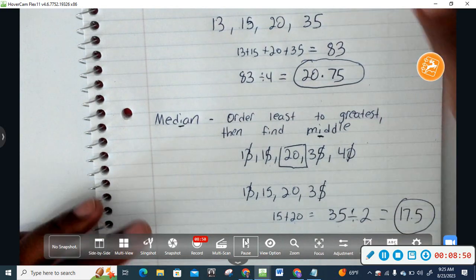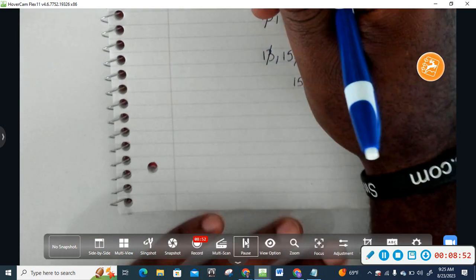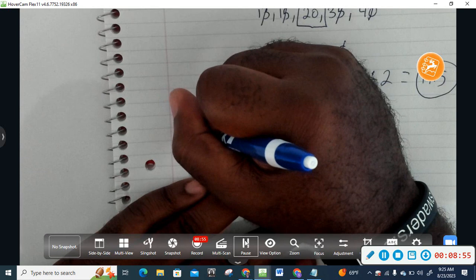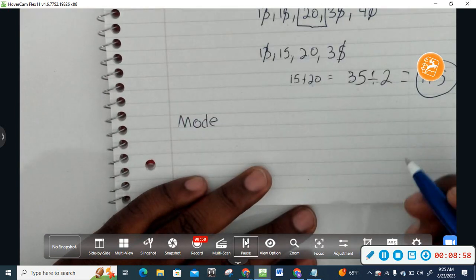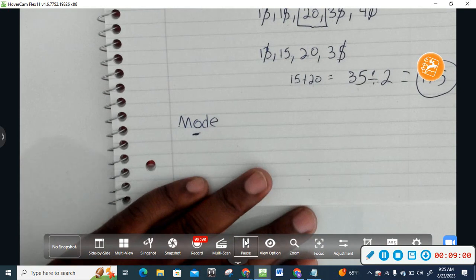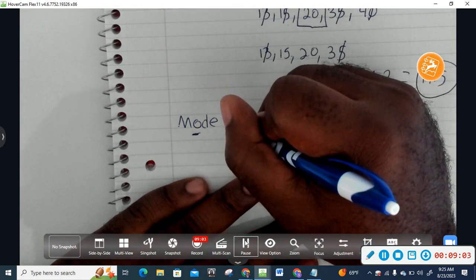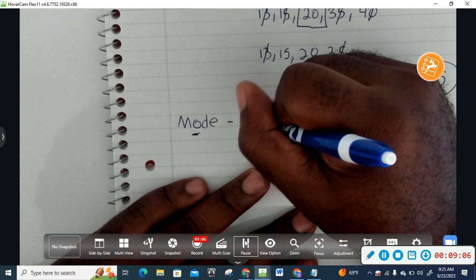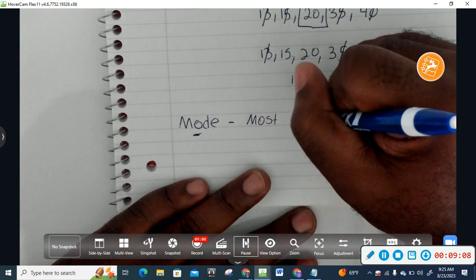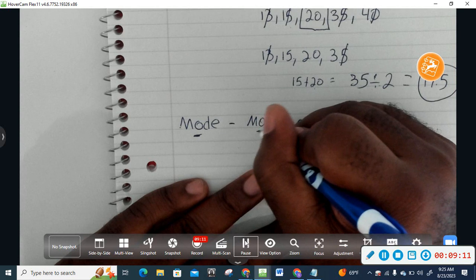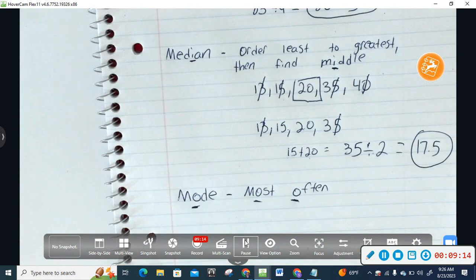That's median. Now the next one is mode, which is usually the easiest one to remember. I like to underline the O. The simple definition for this one is the most often. Most often.